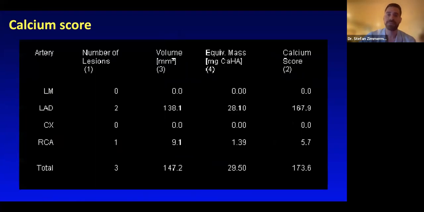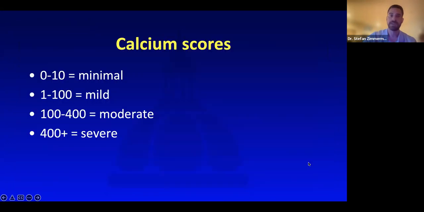So we do the calcium score, and you can use some computer methods to get numbers on the amount of actual calcium in the patient, and you get a total number down here. So this patient had a calcium score of 173. It turns out that if your score is 0 to 10 or 1 to 100, it's in the minimal to mild category. 100 to 400 and 400 plus are considered moderate and severe. So this patient fell into the moderate category. That would mean that they have a moderate risk of having significant blockages.